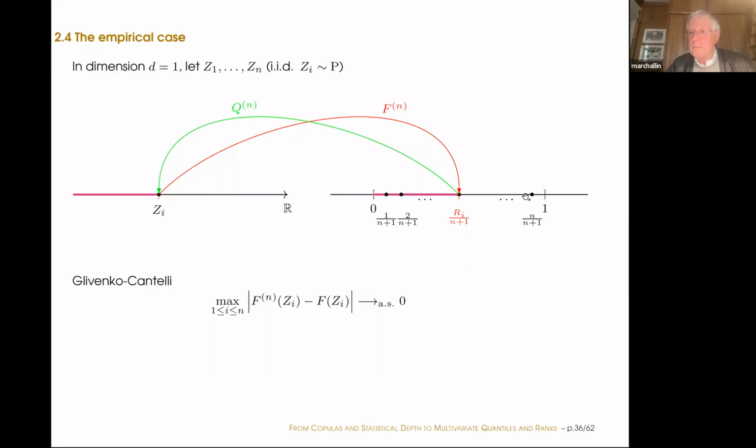And we then have the very strong consistency property, which is the Glivenko-Cantelli property: the max over the sample values between 1 and n, the max of the deviation between this empirical distribution function and the actual one, goes to 0 almost surely as n goes to infinity.